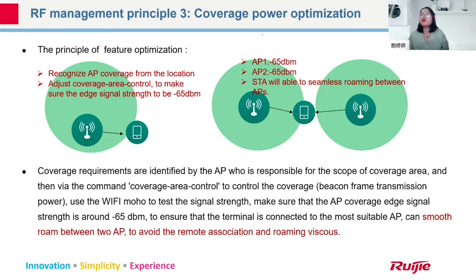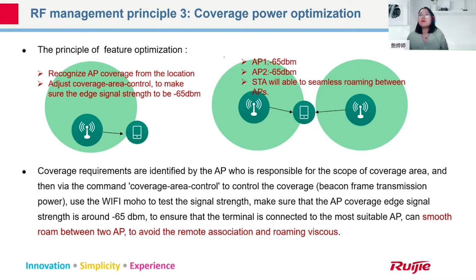So pay attention to these two parameters. If you change the power local, you will reduce the speed, and you will also reduce the signal area. So in lots of scenarios we will not change the local power. But in some special scenarios, for example between two APs, we want to change the signal to become the same, and then the station can do the seamless roaming successfully.